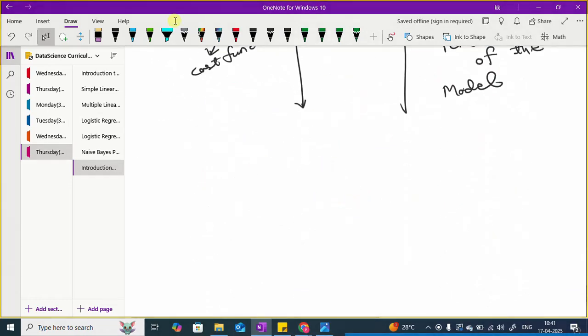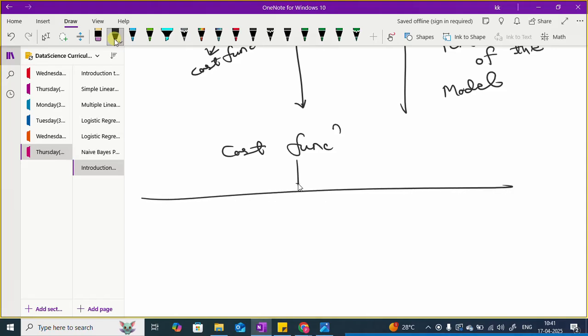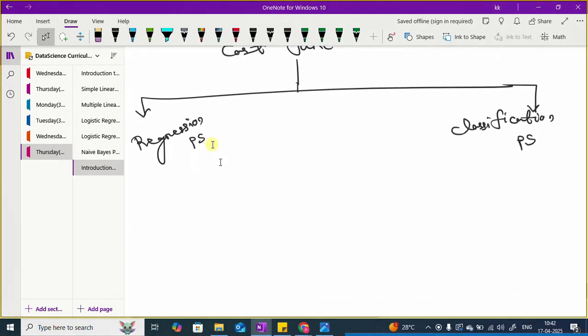Now coming to cost function, and it's important. We can implement it in almost different scenarios, like for a regression problem statement, in short I'm writing PS, and for a classification problem statement altogether. Now coming to regression problem statement, what are the cost functions we can use?